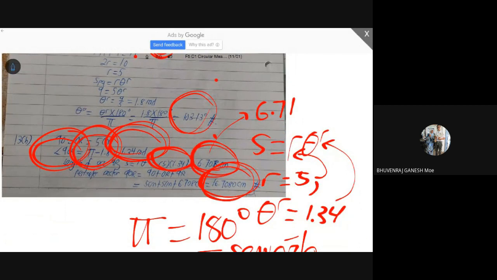So this one is the radius, just plus the two radius, plus the length of arc, panjang lengkok. So jawapan kat sini. So until here, everyone understand? Semua faham? Okay, good.